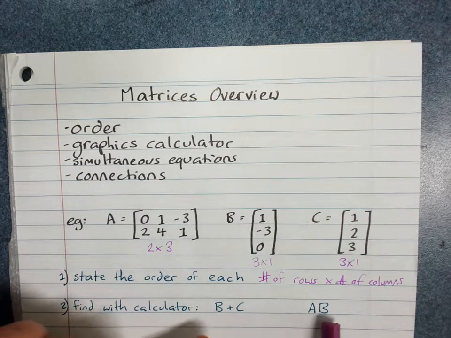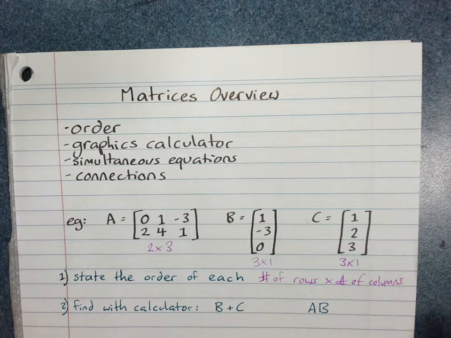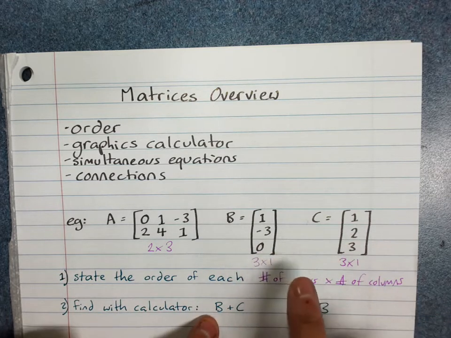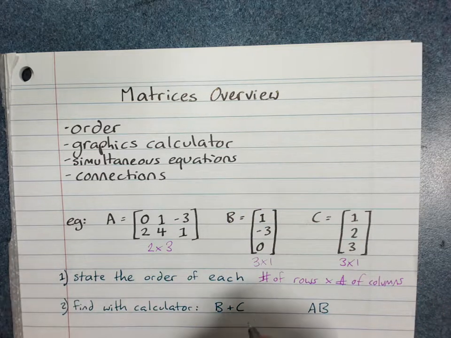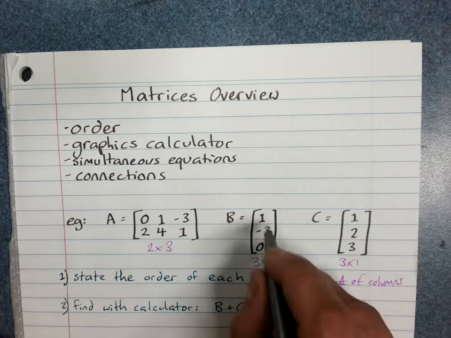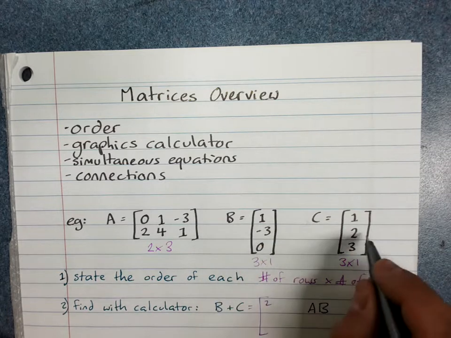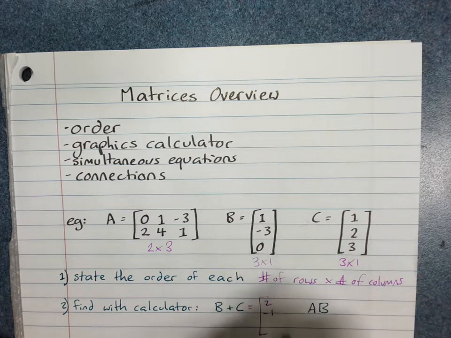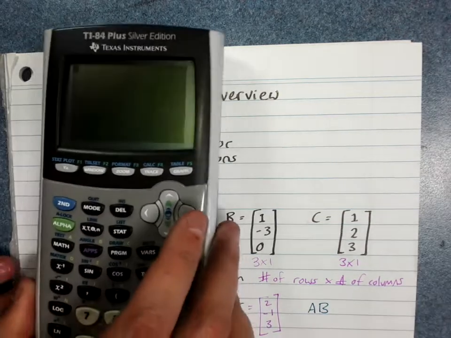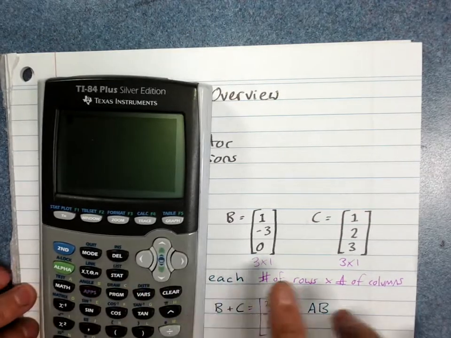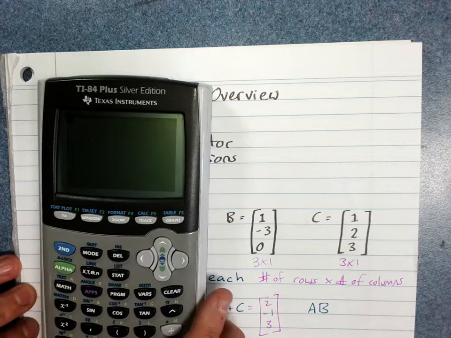Everything you'd want to do, multiplying and adding, you're best off usually doing with a calculator. Now B plus C, it's up to you. You do just add what matches. So 1 plus 1 is 2, negative 3 plus 2 is negative 1, 0 plus 3 is 3. So you can just do the calculation for adding and subtracting, but it's a good idea to be able to do it on the calculator as well.